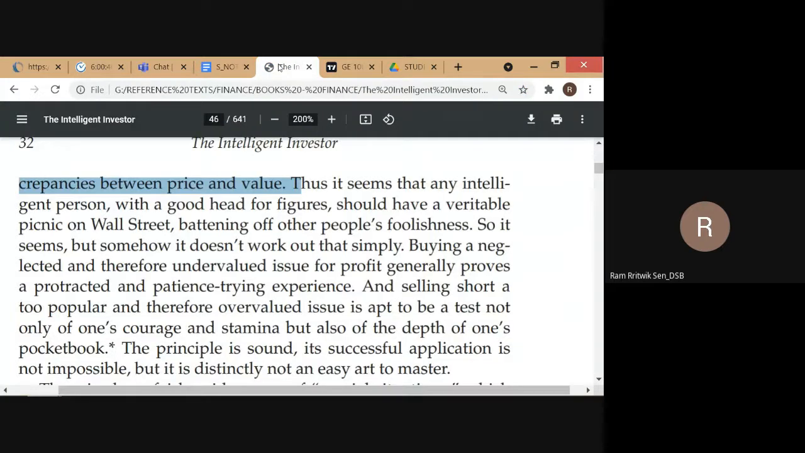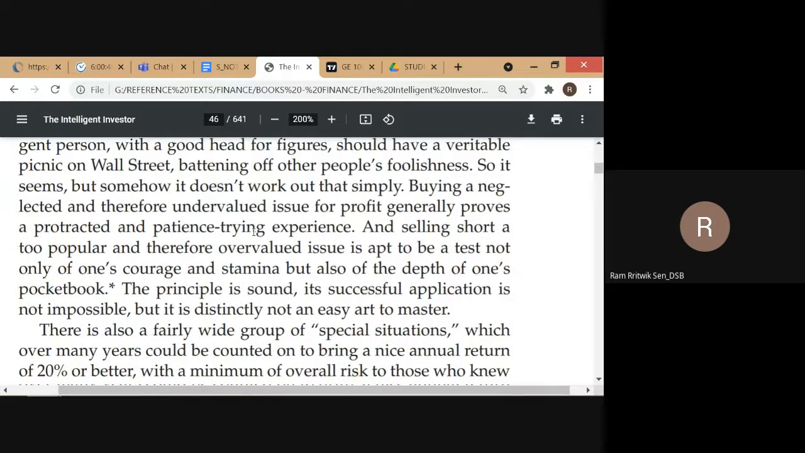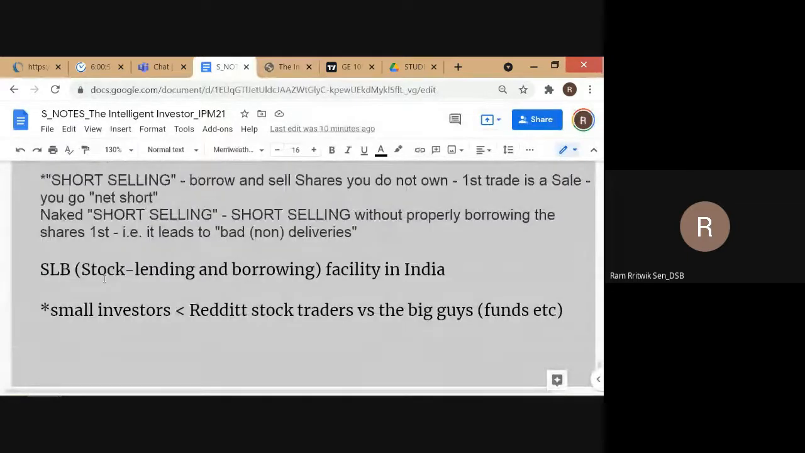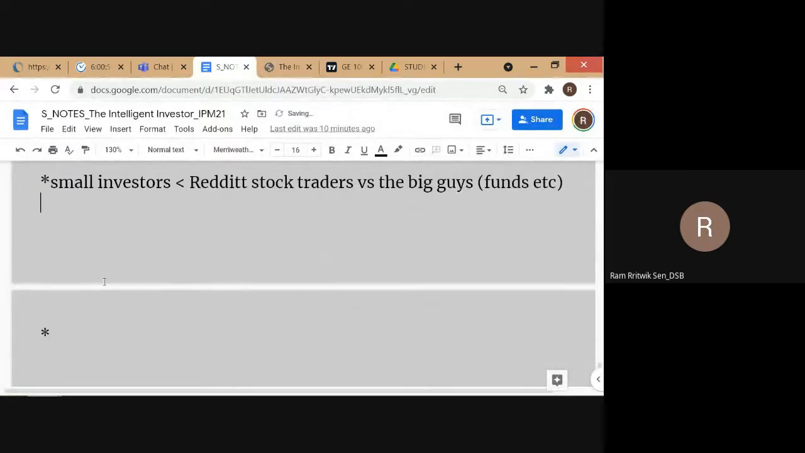So we'll stop it here because it's 6 o'clock. We have crossed over by 40 minutes, 40 seconds. All right, so we'll stop it here. Discrepancy between price and value. So we'll just stop it at page 45. We'll say page 45 is our ending. Page 45 we have ended.